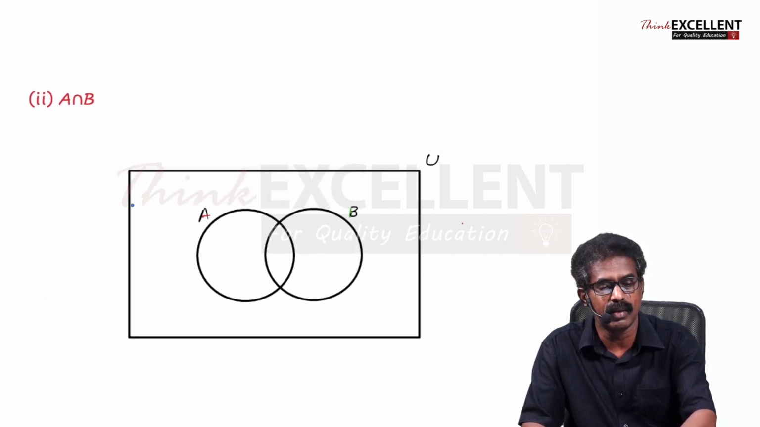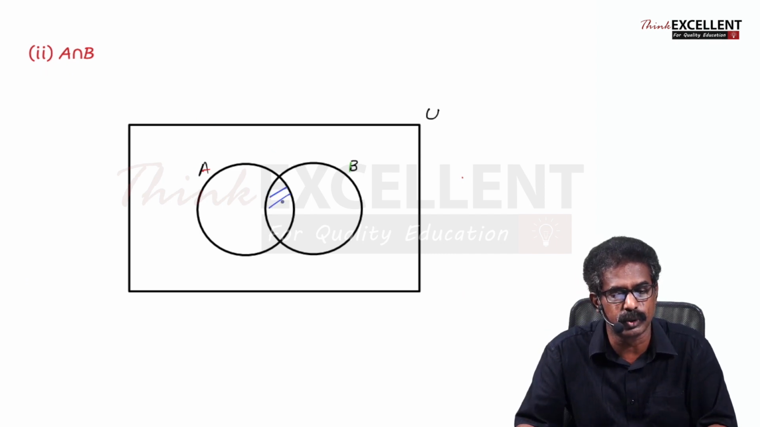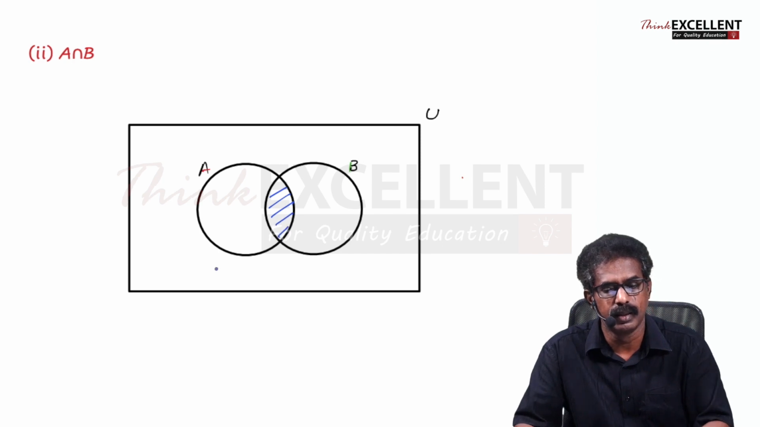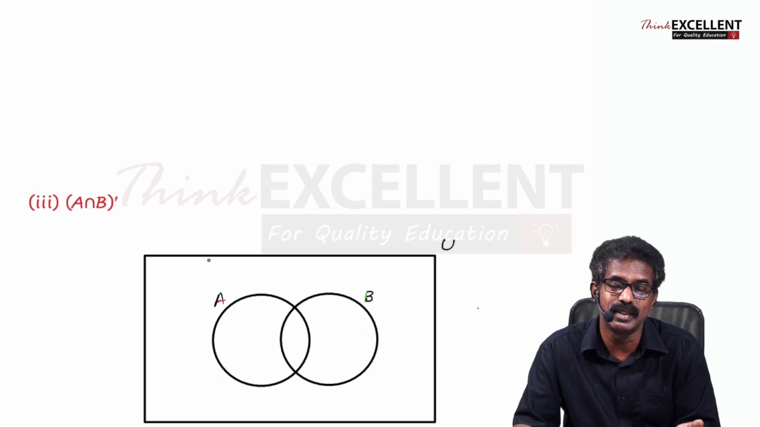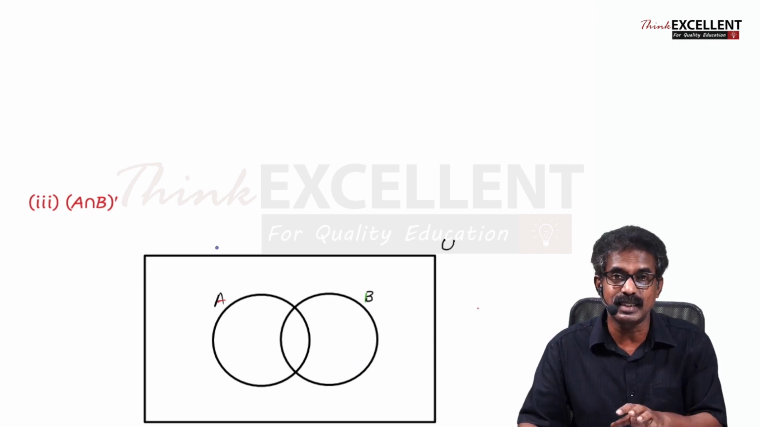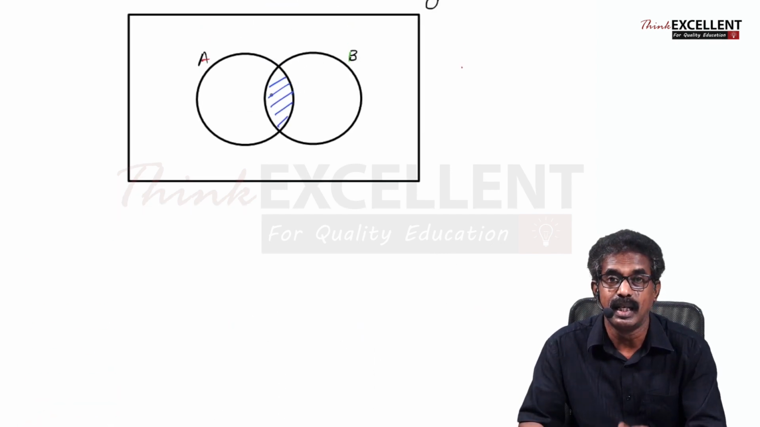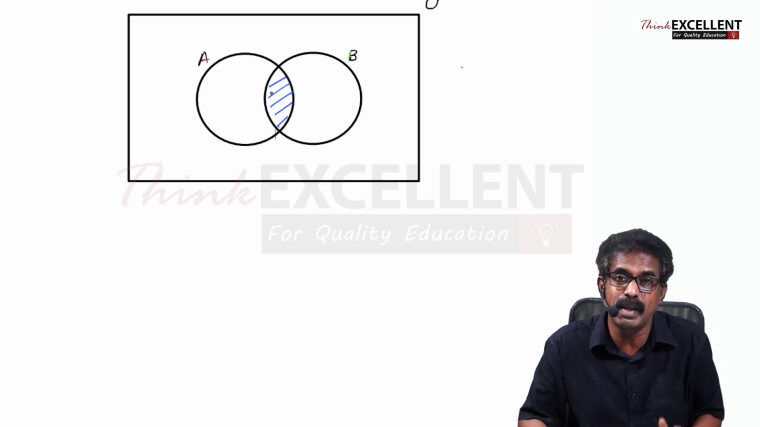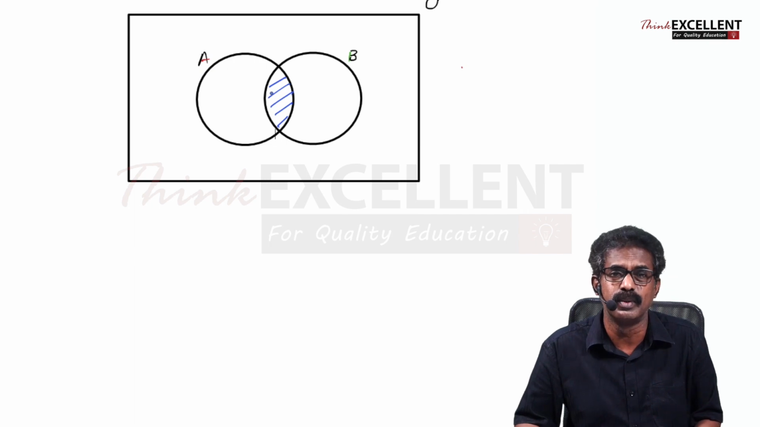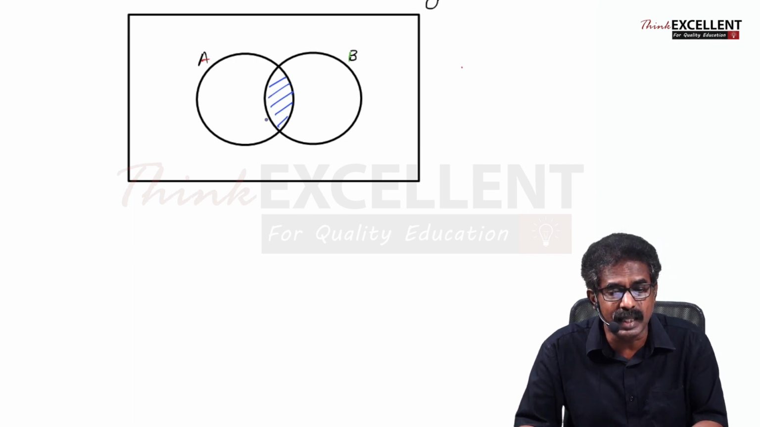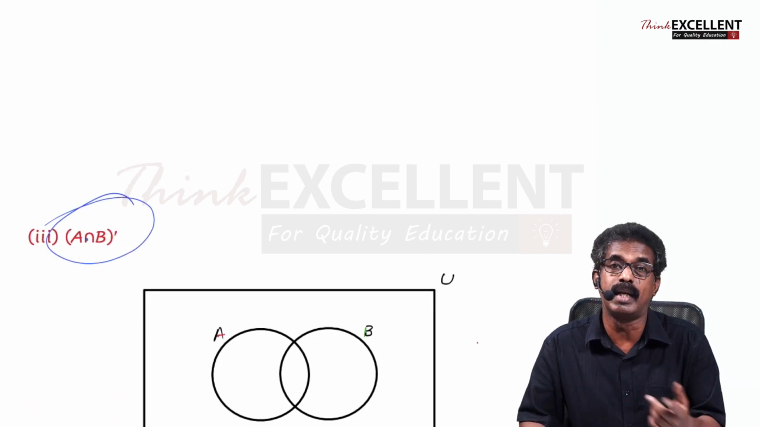Now listen to this, a very simple one, A intersection B. You know the portion, right? So A intersection B, this is the portion you have to shade. See the next one: A intersection B the whole dash. What's the meaning of that? A intersection B the whole dash means first you find A intersection B. Yes, this is A intersection B. The whole dash is its complement, so leave that and shade the remaining portion fully. Everything you shade except that middle portion, except A intersection B.